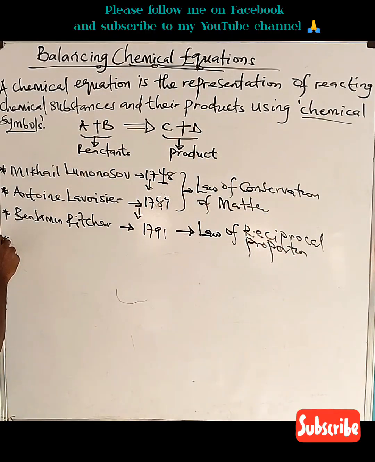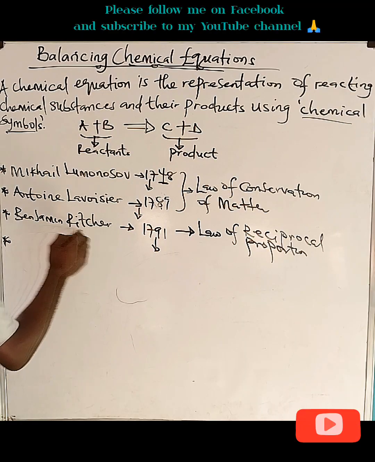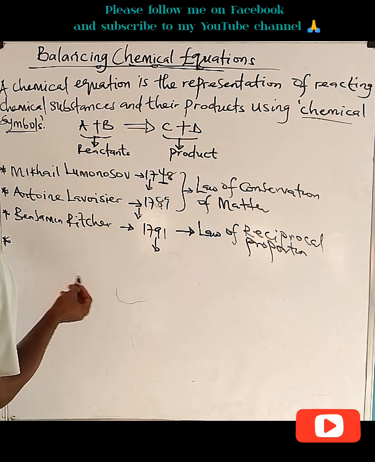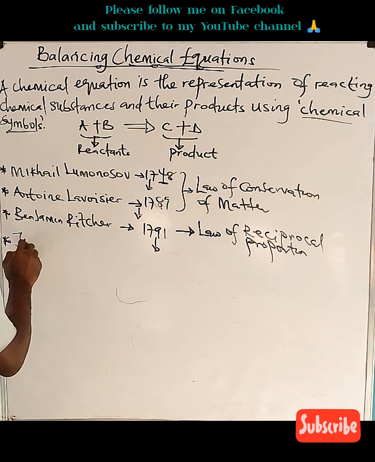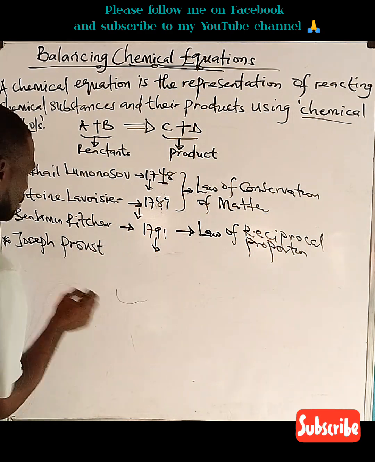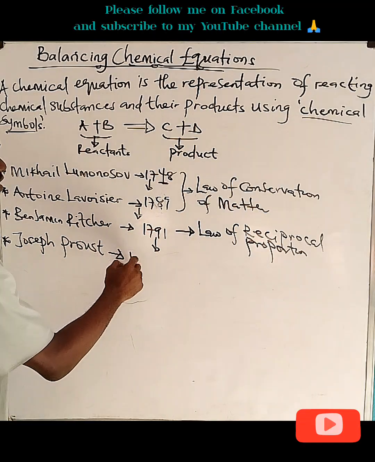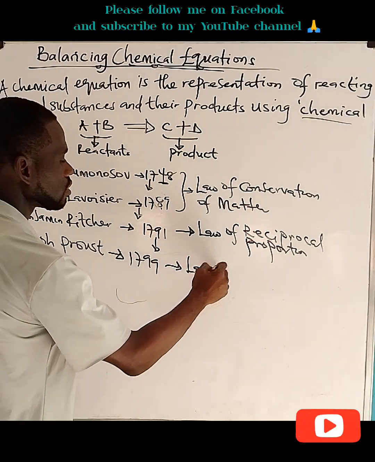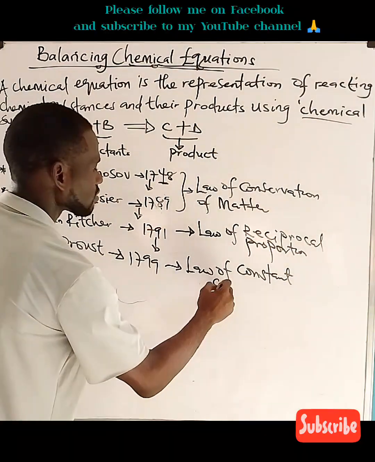And after that, we have the next scientist, about 8 years after this man's work, and that is the person of Joseph Proust. Joseph Proust also was a French chemist. This is a German. So Joseph Proust in 1799 brought about the law of constant composition, or definite proportion, the law of constant composition.